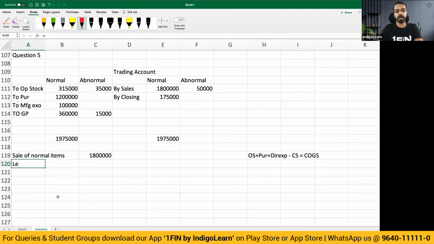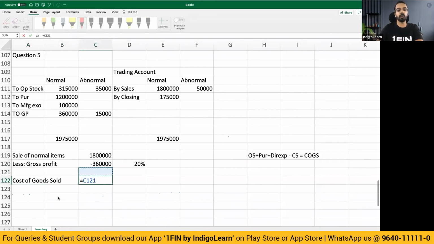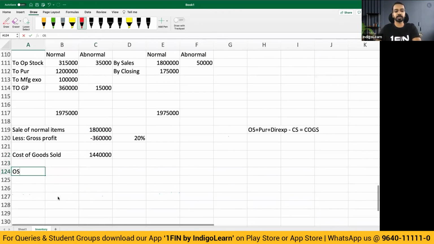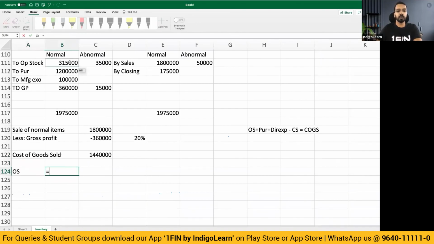So first we'll do less gross profit. How much is the gross profit? 20%. So gross profit is 3,60,000, right? So cost of goods sold is 18 lakhs minus 3,60,000, which gives you 14,40,000. Now you have opening stock of 3,15,000. You have purchases of 12 lakhs. You have manufacturing expenses of 1 lakh.